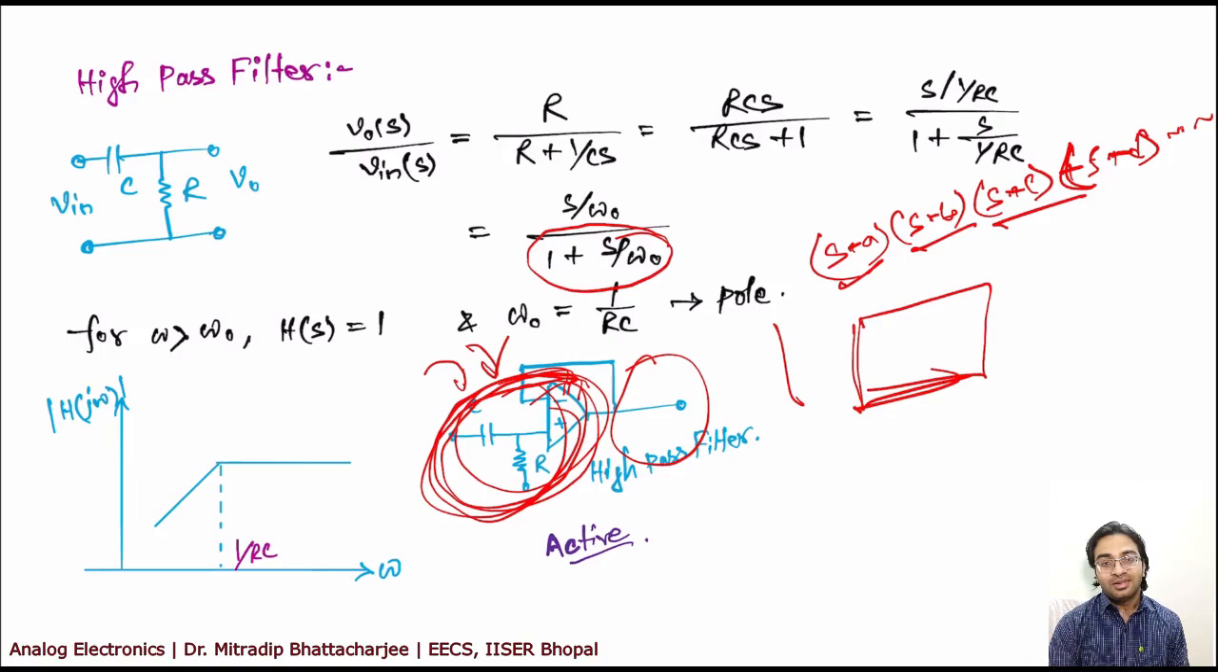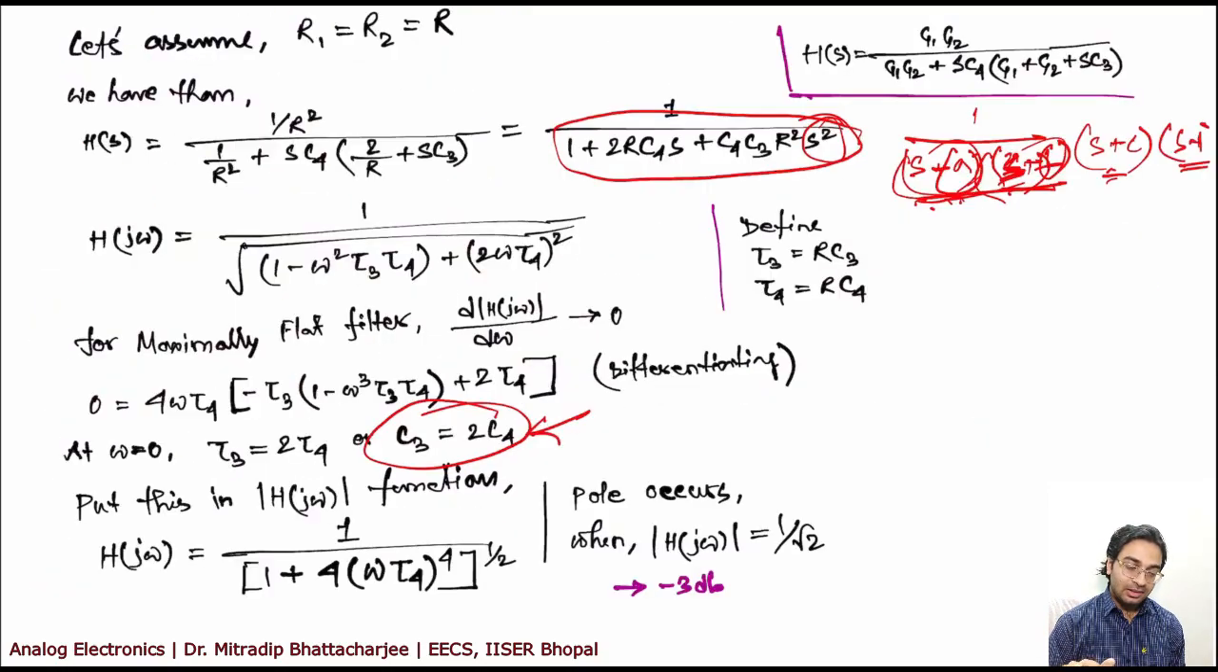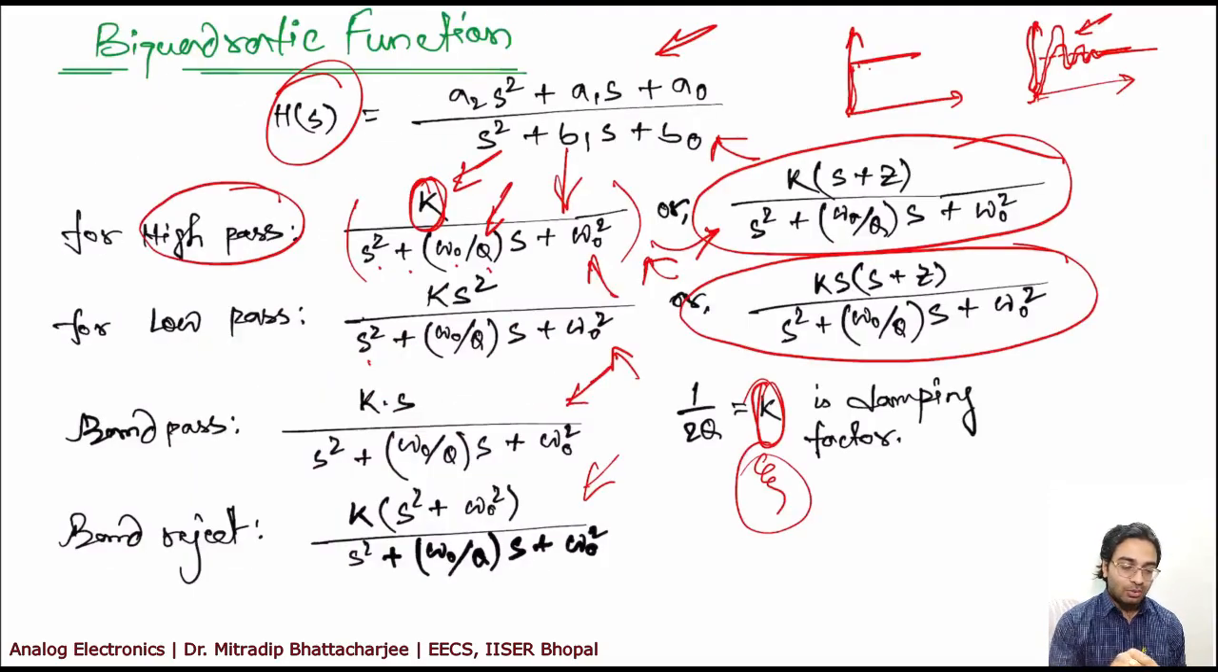So it is not like you can increase as many poles as you want. Theoretically it is okay, but in practice this is not possible. That's why we try to make everything using this biquadratic function only. This is a standard one.